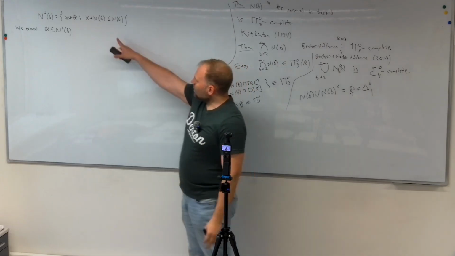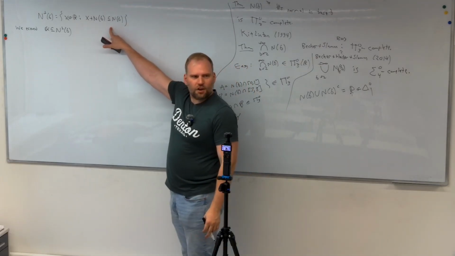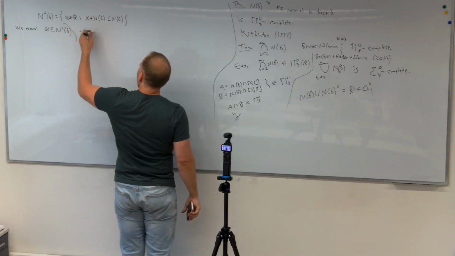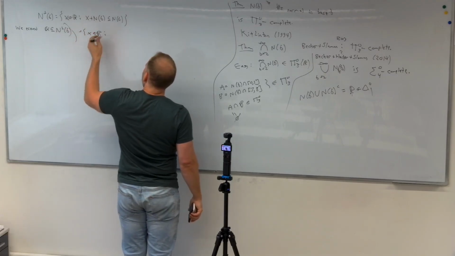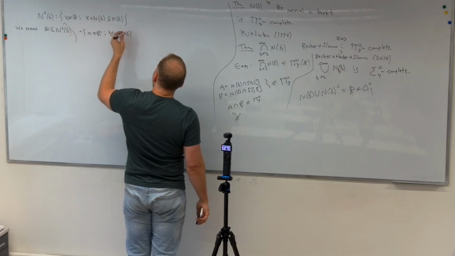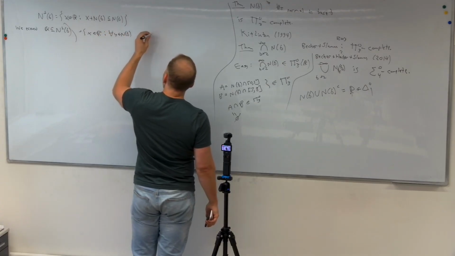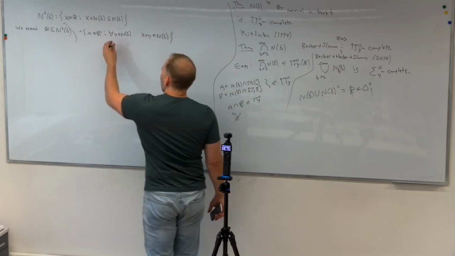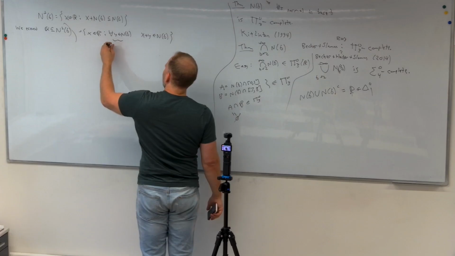So what about this entire set? The problem here, let's unpack this definition a little bit. This is equal to the set of all real numbers x, okay, no problems there, such that for all y in N of b, x plus y is in N of b. And the problem right here is that this is an uncountable quantification.